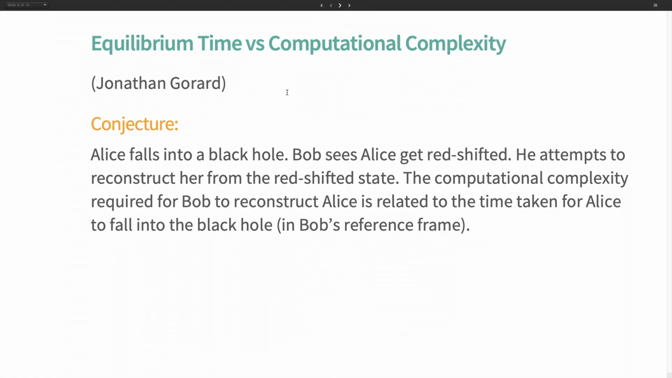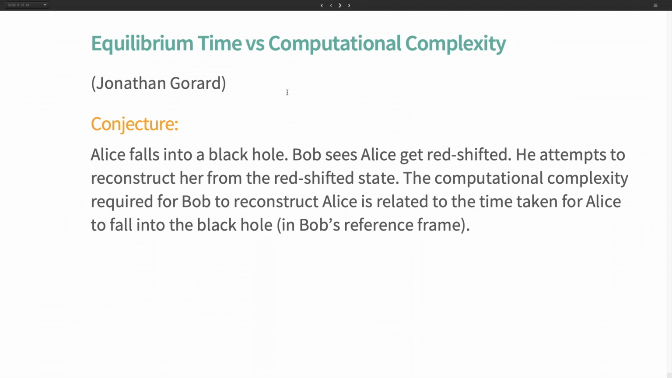So here is something from Leonard Susskind's work. Alice falls into a black hole. Bob sees Alice get redshifted. He attempts to reconstruct her from the redshifted state. The computational complexity required for Bob to reconstruct Alice is related to the time taken for Alice to fall into the black hole in Bob's reference frame.